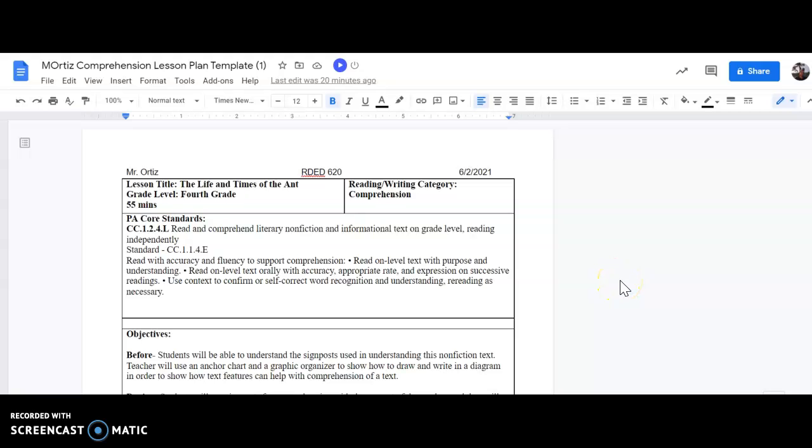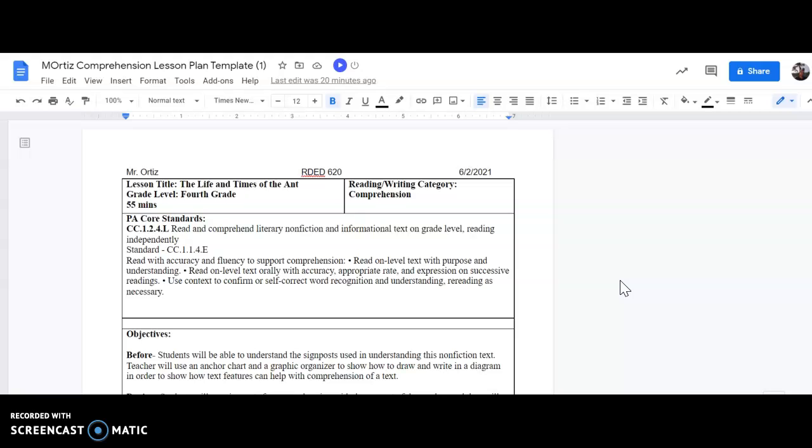This is my lesson for comprehension. All right, it's titled "The Life and Times of the Ant." We're going to use our signposts for this activity. It's for fourth grade. It's set for 55 minutes.